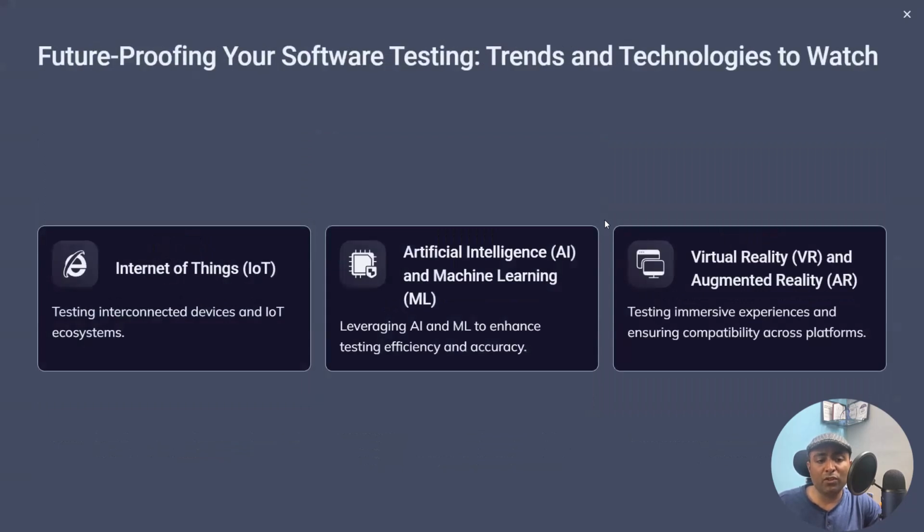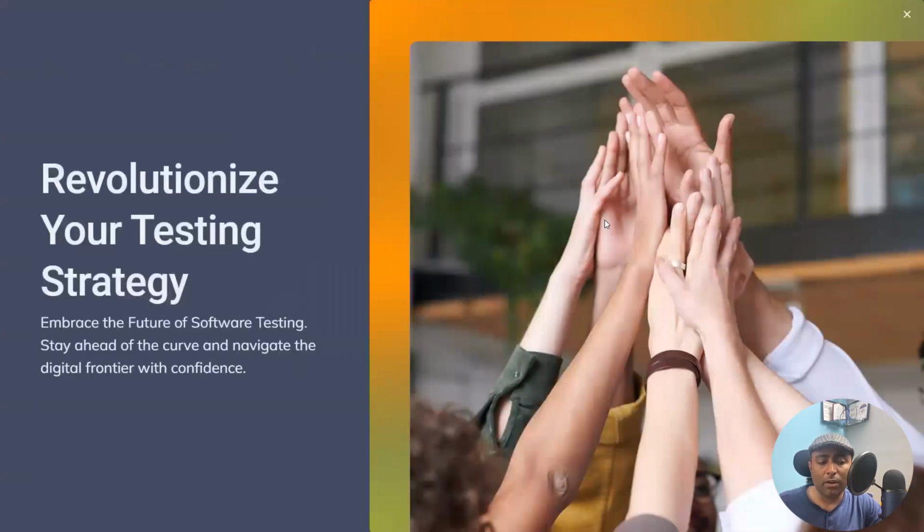Now, future proofing for software testing, that is trends and technology watch. The Internet of Things is one more factor: testing interconnected devices and IoT systems. Artificial intelligence and machine learning, which we have discussed, and virtual reality and augmented reality, which involve testing immersive experiences and ensuring compatibility across all those platforms. Revolutionize your testing strategy to embrace the future of software testing, stay ahead of the curve, and navigate the digital frontier with confidence.